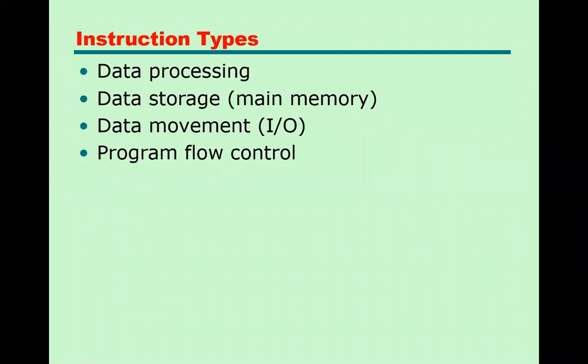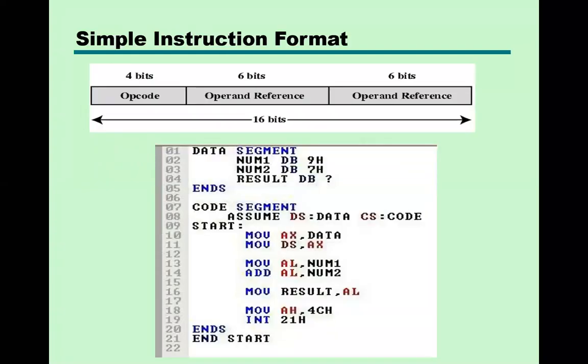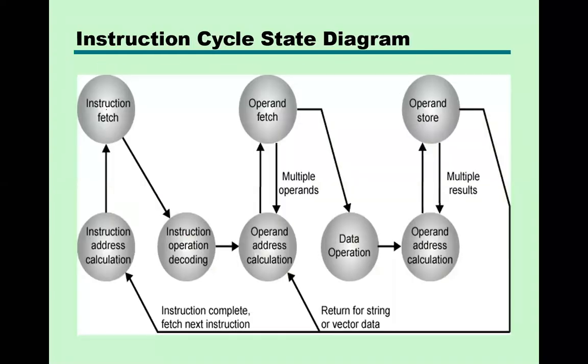Okay, now answer, did you understand whatever I have discussed up to this point? Kindly acknowledge, did you understand? Which diagram? This instruction cycle state diagram? Jitisha, which diagram do you want?